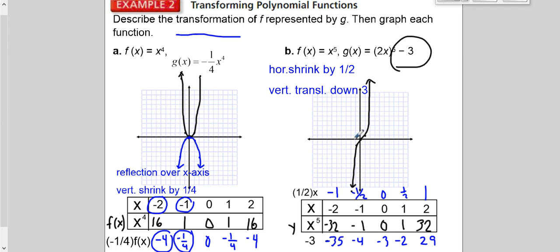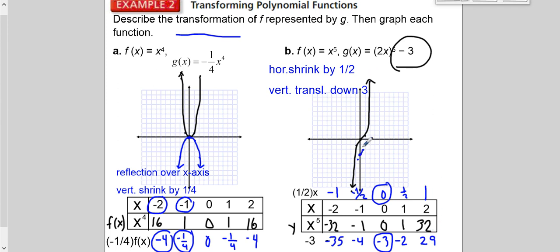-1 goes with -35. -1/2 goes with -4. Zero goes with -3. That's probably the most important part of our new graph, is that that middle 0, 0 has shifted down 3 units. And then 1/2 goes with -2. And 1 goes with 29. So that's going to be way off our graph.